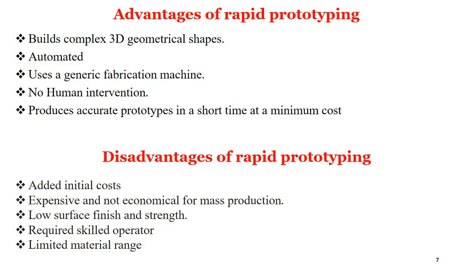It uses generic fabrication machines. So we are using some generic fabrication machines in this process. There is no human intervention in this technique. All the process is fully automatic. It produces accurate prototypes in short time at minimum cost. So we produce the product having accurate shape, size, and high precision with minimum time and minimum cost.